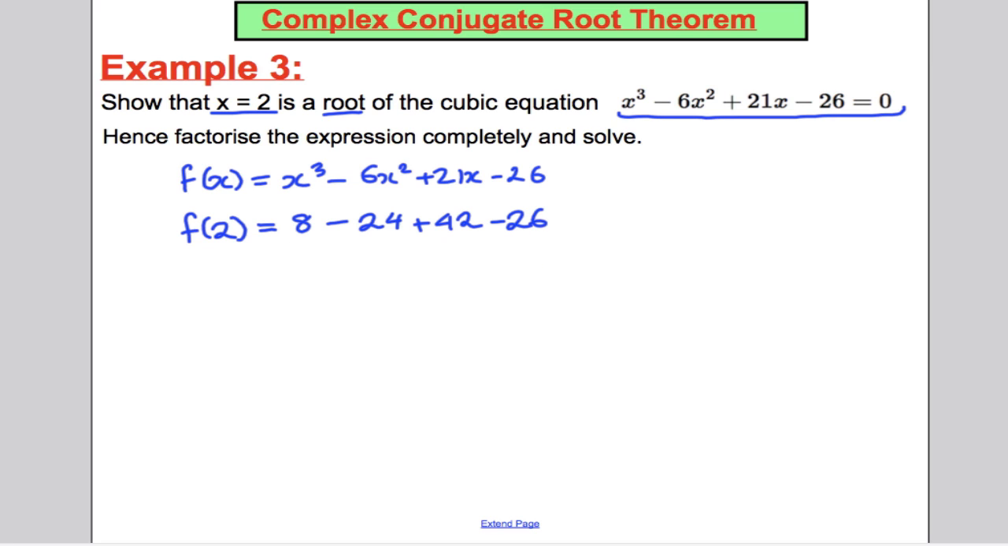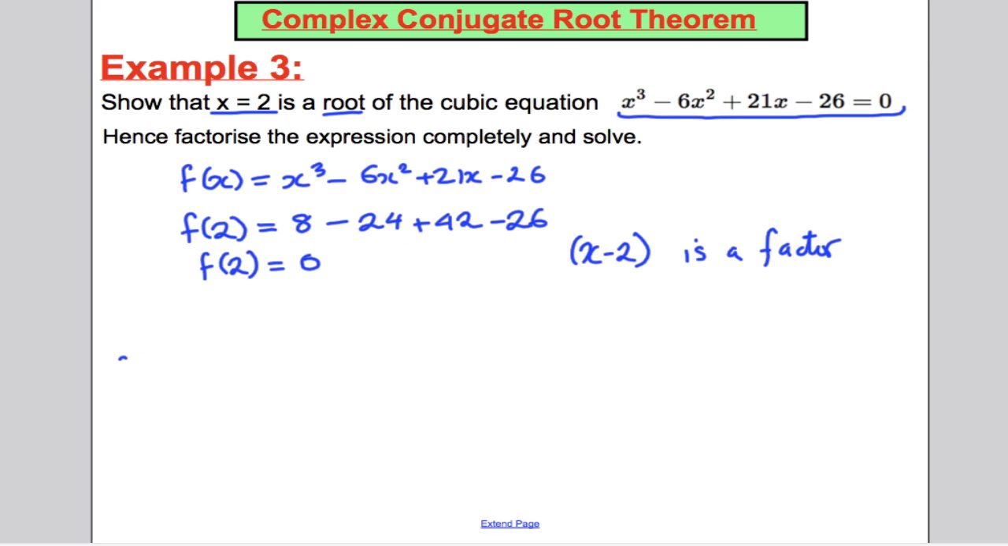And indeed, that will give you the answer 0. So, because f of 2 is 0, then 2 is certainly a root. But moreover than that, because f of 2 is 0, you also know by the factor theorem that x minus 2 is a factor. 100% sure that x minus 2 is a factor. So we can write this expression down here.